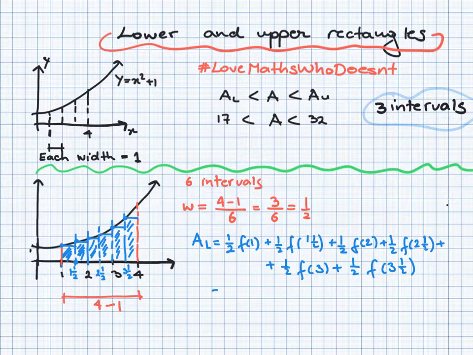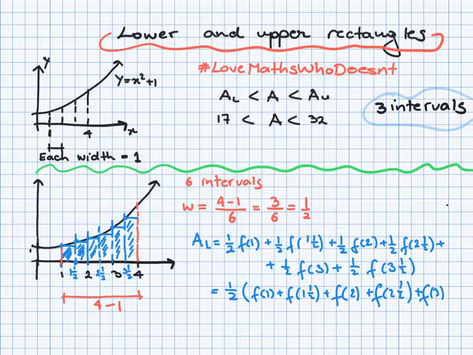Maybe you can notice that half is common to every single one. So we can write half as a common factor, and then f of 1 plus f of 1.5 plus f of 2 plus f of 2.5 plus f of 3 plus f of 3.5. We can do that as well. And then equal to.